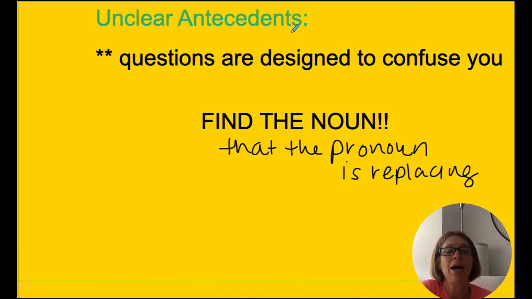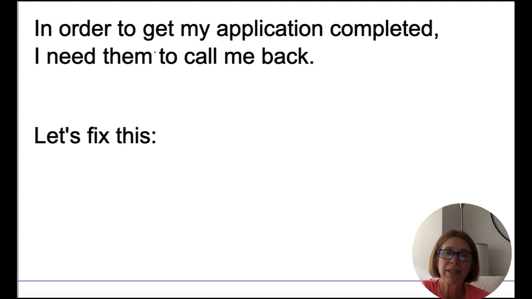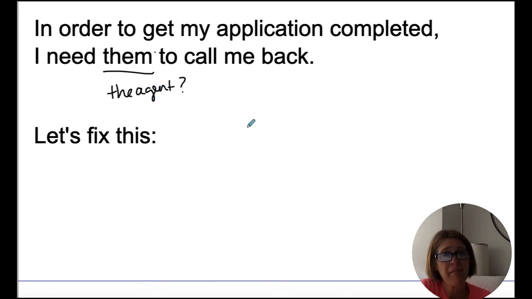All right, so the last thing I want to talk about is just the idea of unclear antecedents. These questions are designed to confuse you. So no matter what you do, find the noun that the pronoun is replacing. Okay, so remember, you always want to look for those abstract nouns that we've been talking about. Let's look. In order to get my application completed, I needed them to call me back. Them? Who's them? I need to get the agent to call me back. I want to be really specific. I don't want to use a pronoun if I don't have an antecedent to replace it.